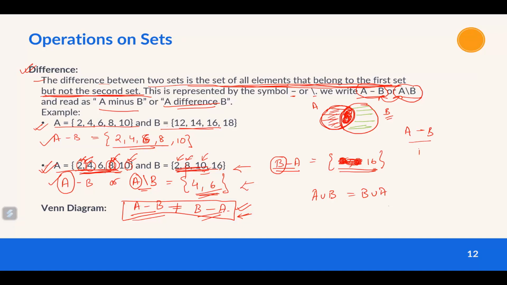Now if you do B minus A, so this is the set B, right? And you are removing the elements which are common to both. So again, you are removing this region, right? So you will get this region. These sets A minus B and B minus A are different sets. Okay, these are not the same.